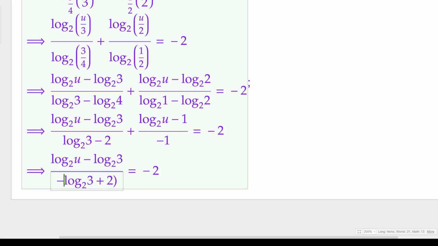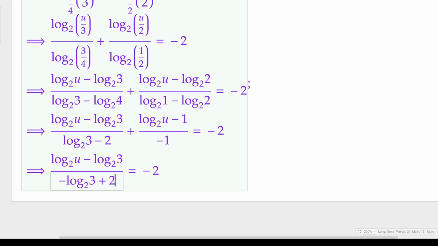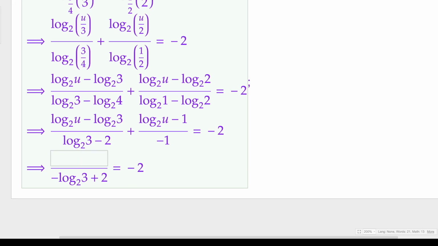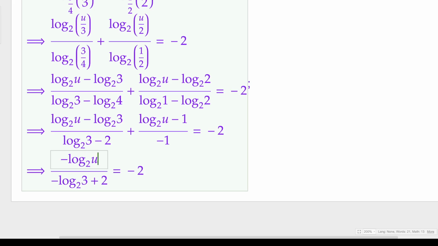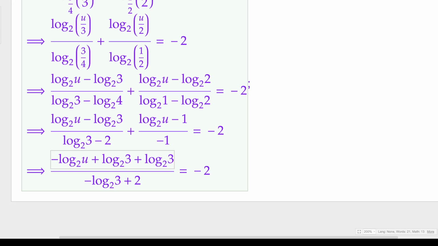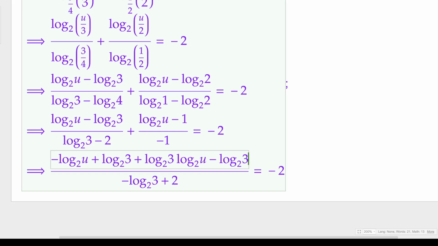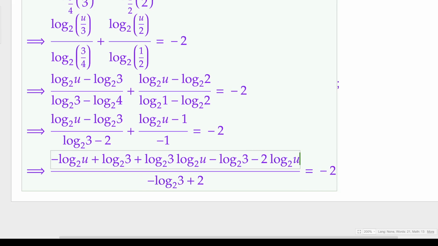So this in turn becomes this, that is minus log of 3 base 2 plus 2. Now I'll be resolving this further. So this will be negative of log u base 2 plus log 3 base 2. Next, this will be again log 3 base 2 times log 2 base u, and then again minus log 3 base 2 minus 2 times log 2 base u and plus 2 at last. So this is the expression we are having.